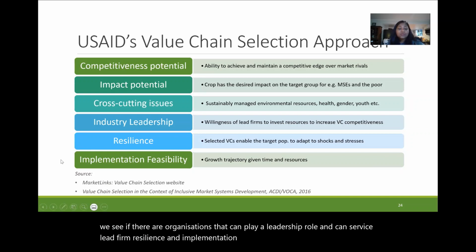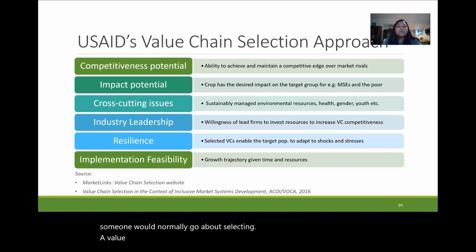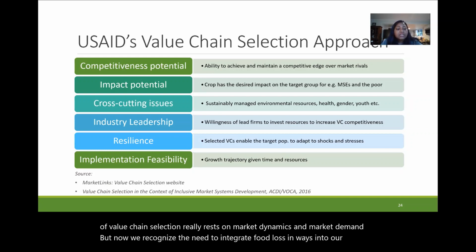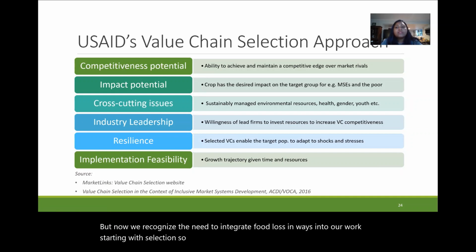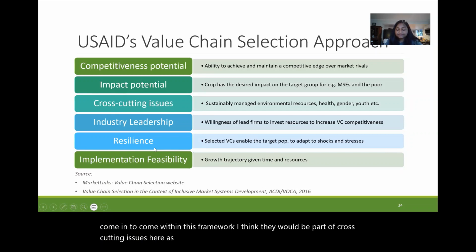So this is how someone would normally go about selecting a value chain. And doing this process is really important because the foundation of value chain selection really rests on market dynamics and market demand. But now we recognize the need to integrate food loss and waste into our work, starting with selection. So we look at where food loss and waste issues would come within this framework. I think they would be part of cross-cutting issues here as well as resilience.